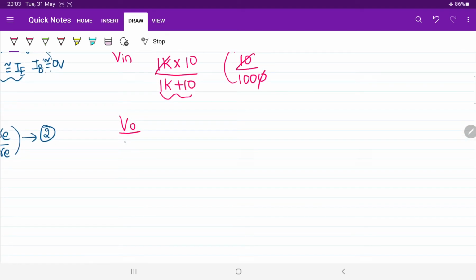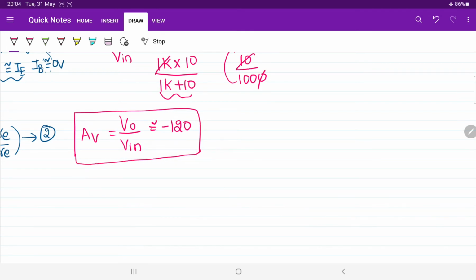The voltage gain for this circuit is V0 by Vn, equal to voltage gain, which will be represented by A. We always use A to represent the gain. AV means voltage gain. So voltage gain will be approximately equal to minus 120. So happily we got the answer for this question.